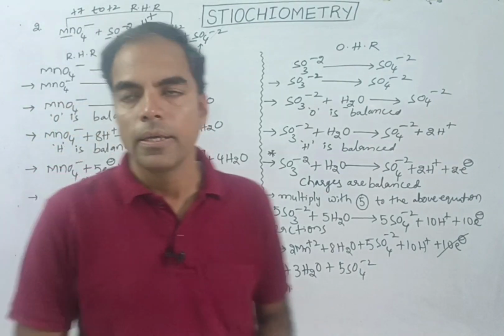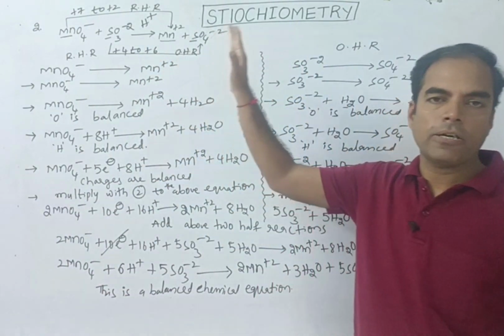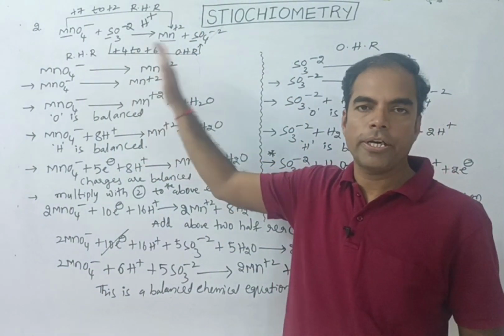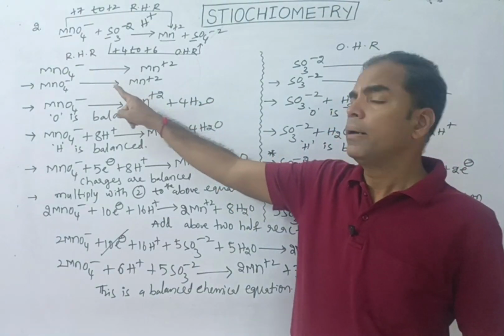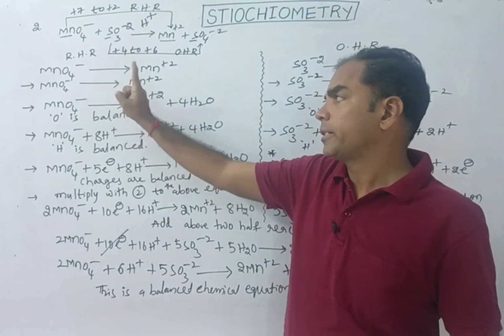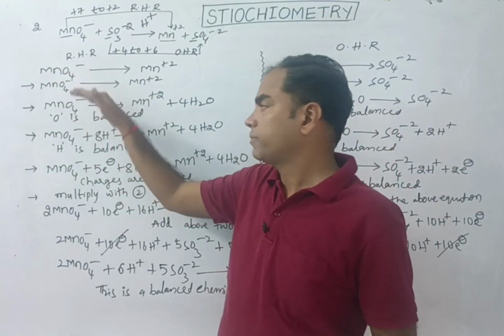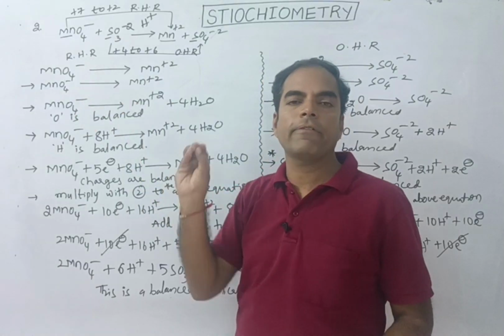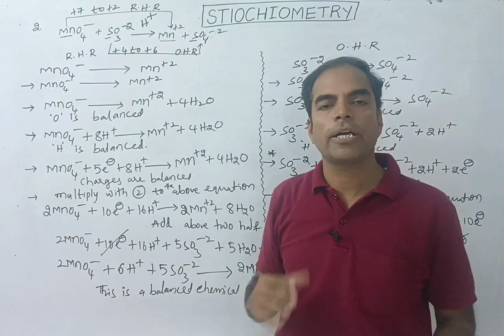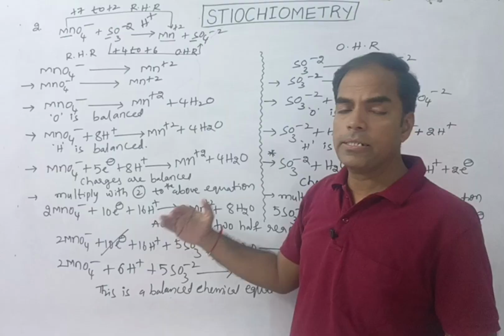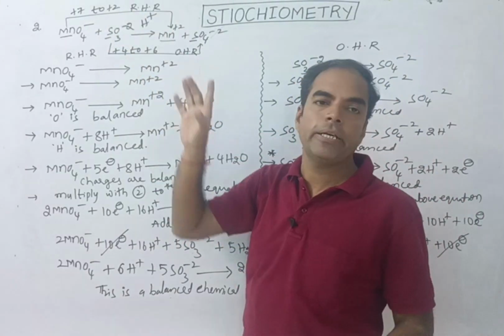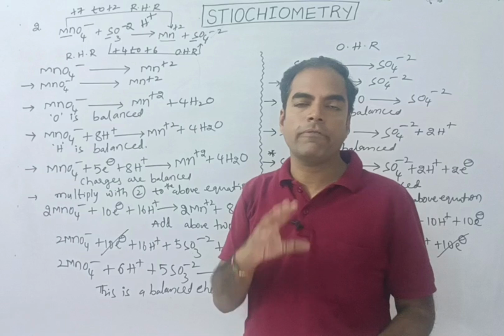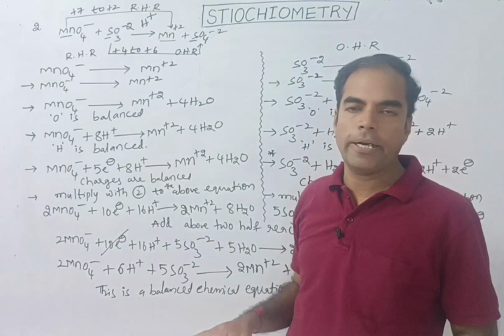Simply, first classify based on oxidation number into the oxidation reaction and the reduction reaction. Next step is balancing atoms other than oxygen and hydrogen. After that, balancing the oxygen: add the required number of water molecules on the deficient side. Next, to balance the hydrogen in acid medium, add the required number of H plus ions on the deficient side.